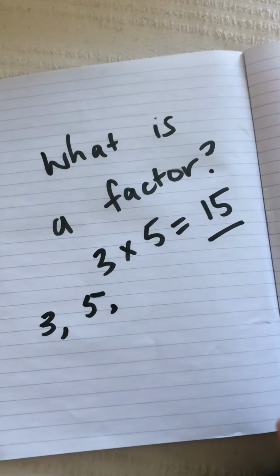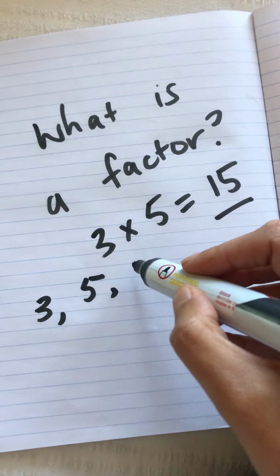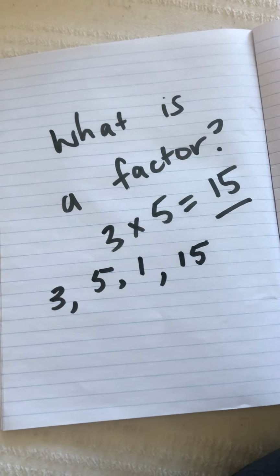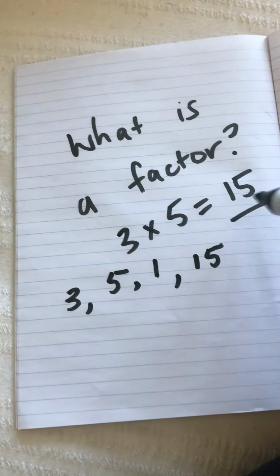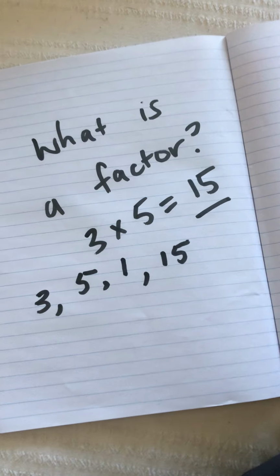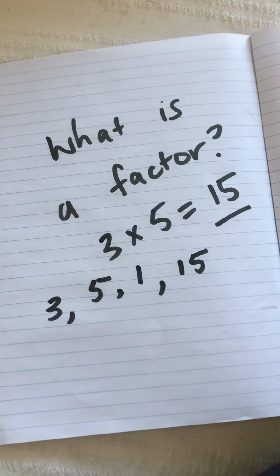The easiest one to also start off with is 1 times itself. So two more factors of 15 are also going to be 1 and 15, because if I times 1 by 15, I get this. Okay, so we're going to make some little factor squares in a second and look at the relationship between the numbers to see if you can multiply them together to create that number.